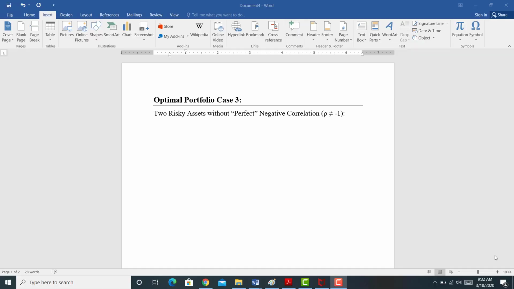All right, we're back. We're looking at case 3. We're trying to find an optimal portfolio of two risky assets without perfect negative correlation. This is probably thus far the most relevant of the 3 cases that we've been talking about.